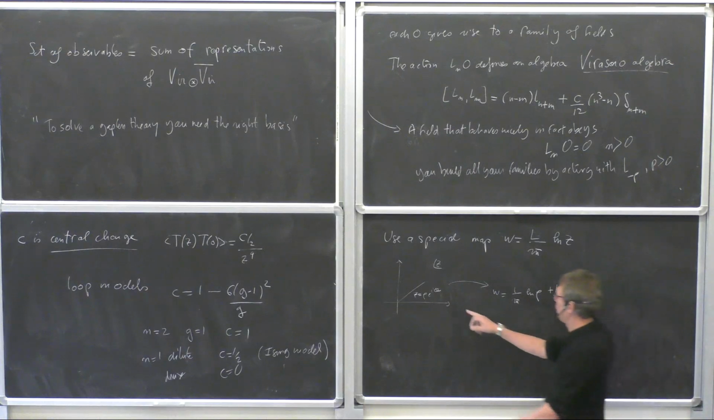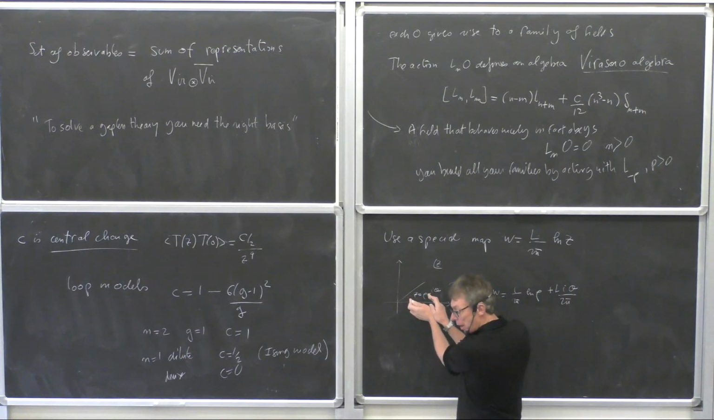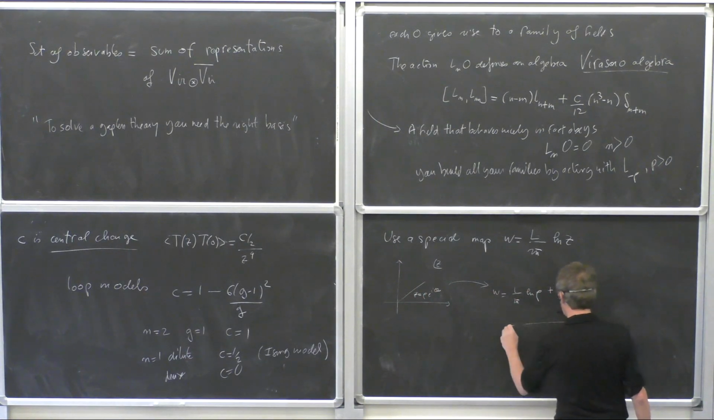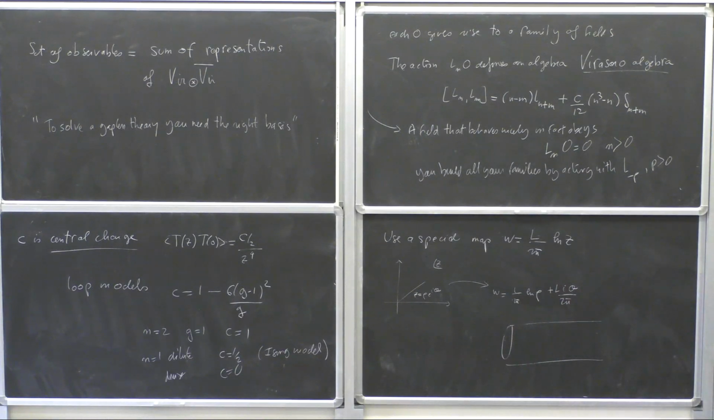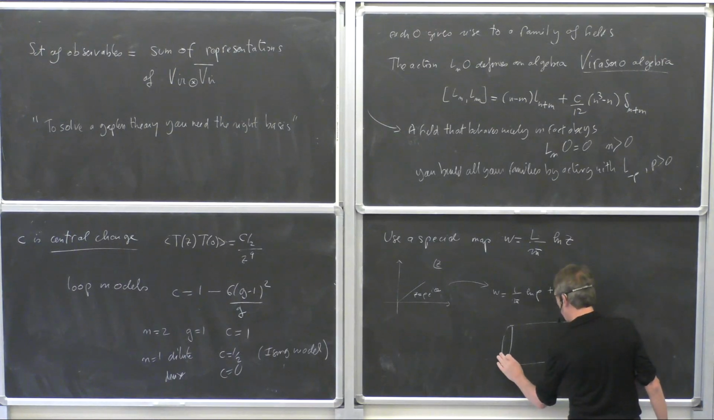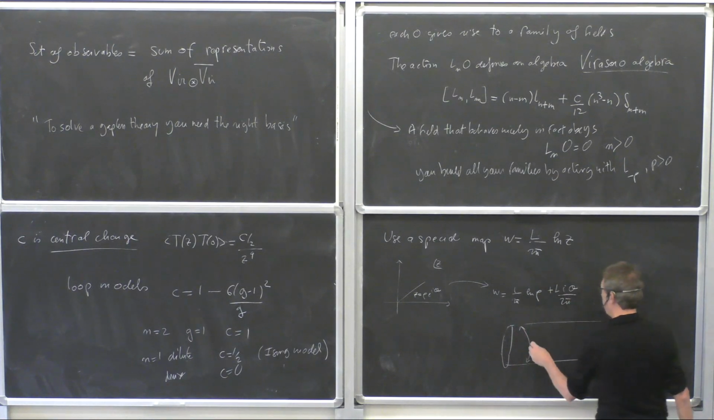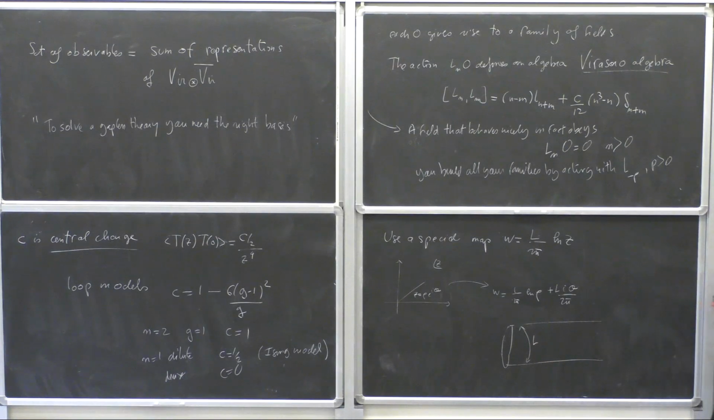So in the complex plane, when I go around, I come back to the same point. This means that in the W plane, what I'm really having is a cylinder. If theta goes to theta plus 2 pi, I must come back to where I started from. So this is a cylinder of circumference L. When I go around the distance L, I come back.